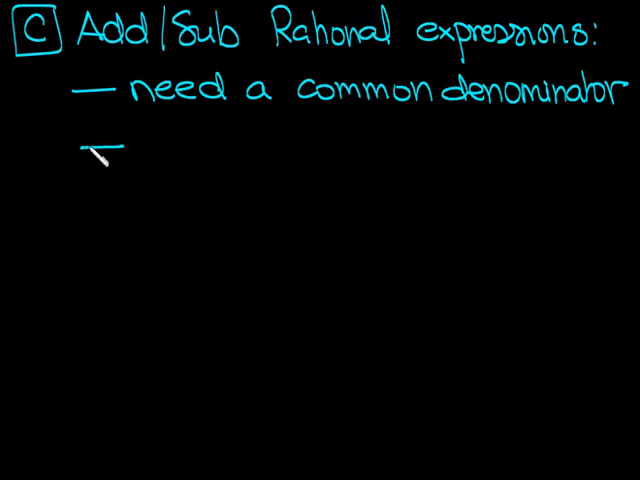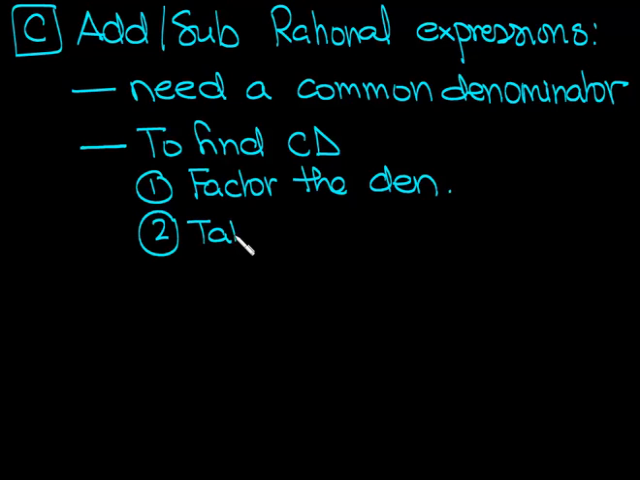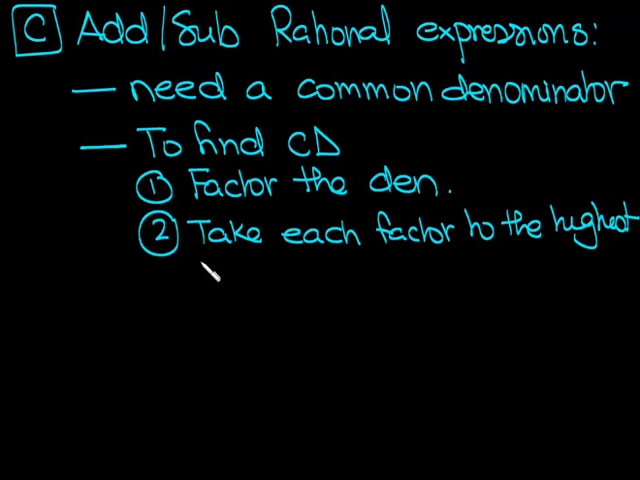Now to find the common denominator, what do we do? Let me talk about that. To find the common denominator, which I'll abbreviate CD, you do two things. First, factor the denominators. And the second thing is, once you factor the denominators, you take each factor to the highest power, and that's your common denominator.